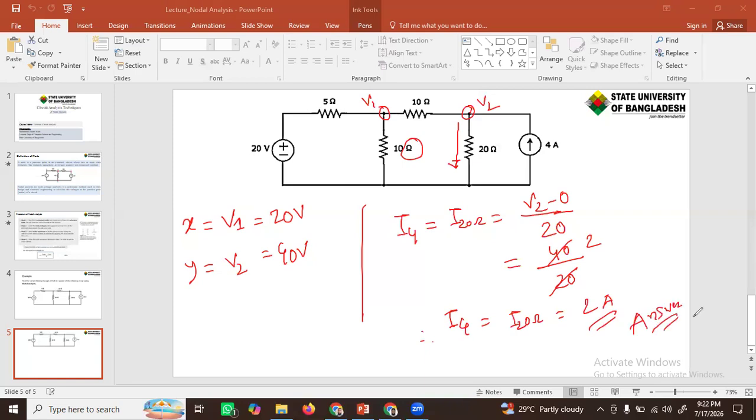So using this technique, nodal analysis, we can find out the value of each node voltage, and that is our first part. In the next class, we will see how to follow the nodal analysis technique if there is a voltage source between two nodes, and that is known as the supernode. We will see it in the next class.